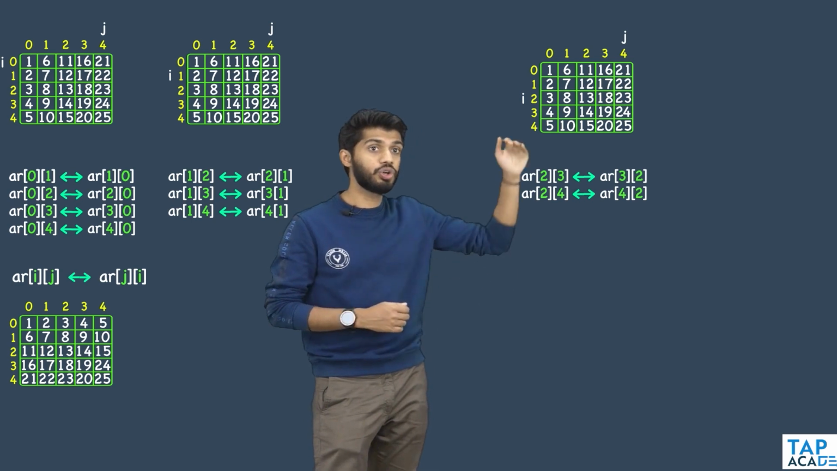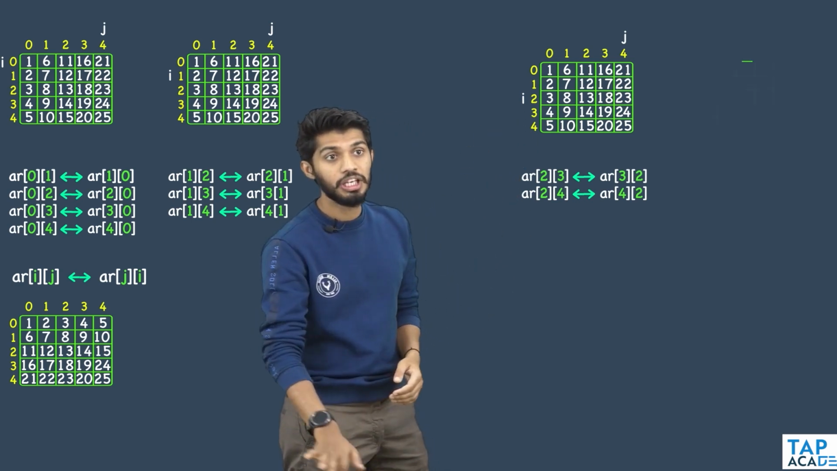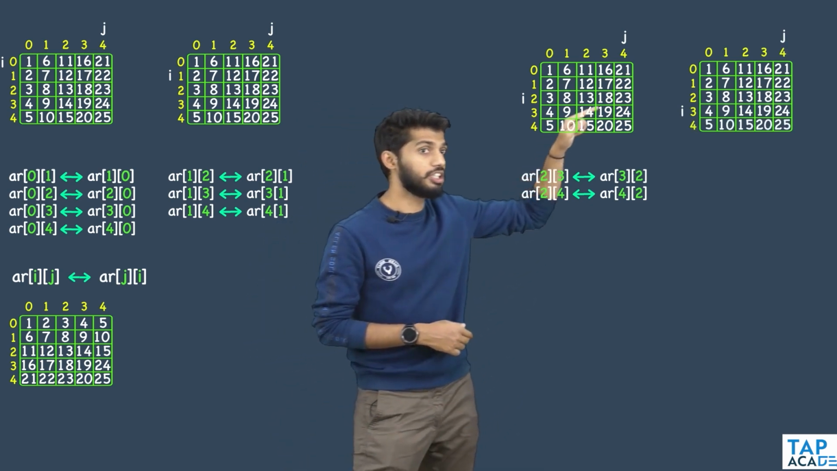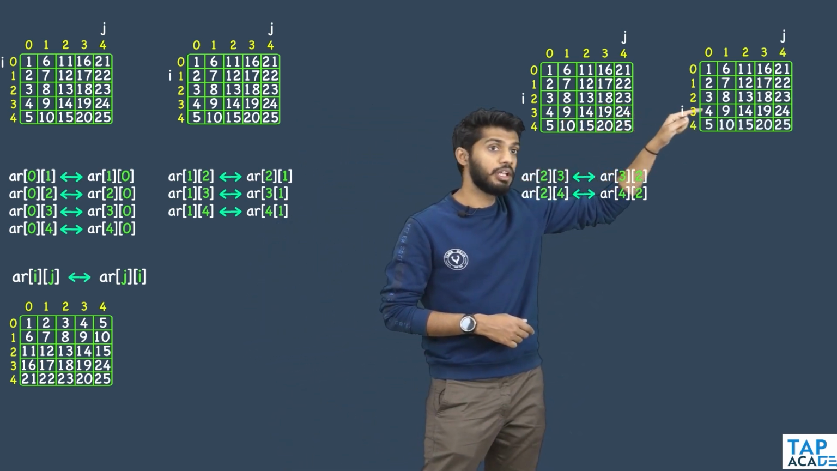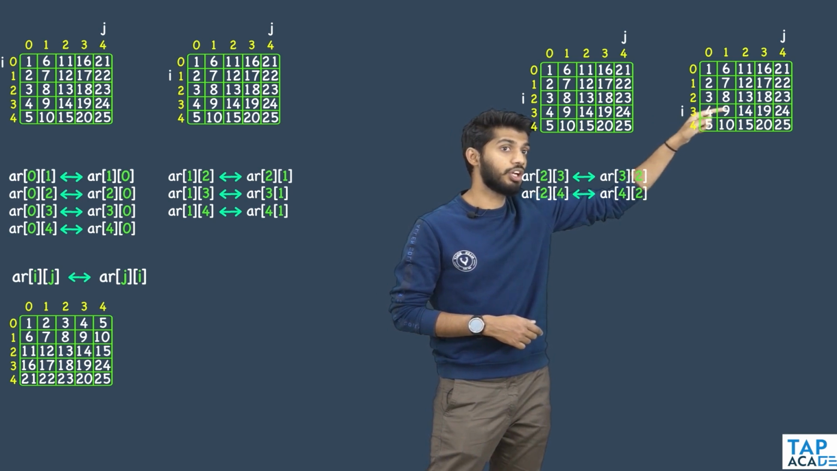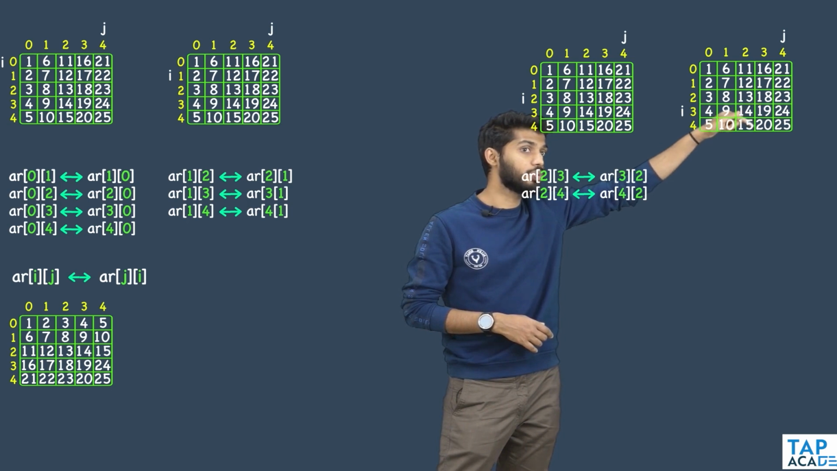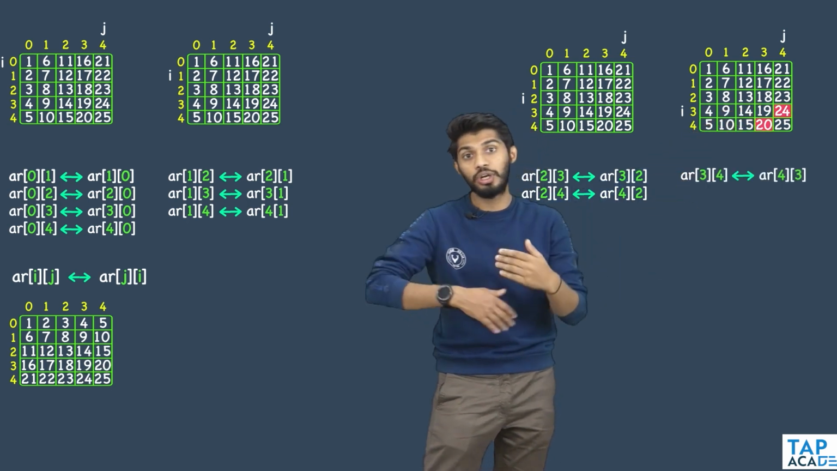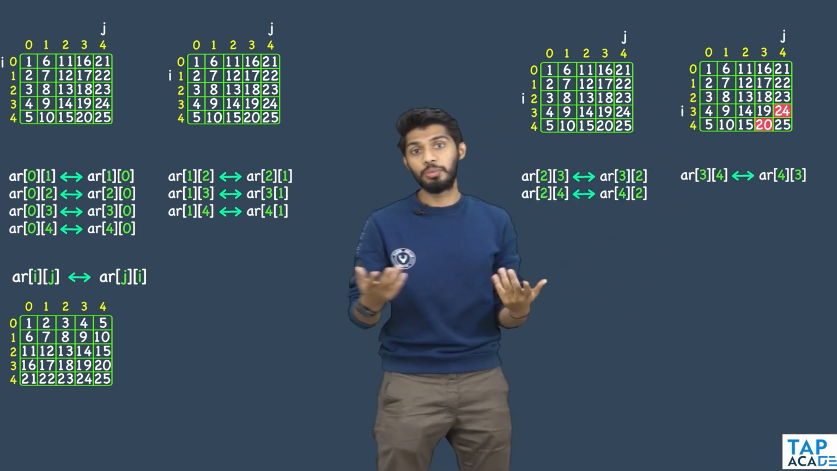Next, let's go to the next row. If I go to the next row, what exactly happens? The row number is 3. Now 4 is already swapped, 9 is already swapped, 14 is already swapped, 17 is already swapped. Next what do I need to swap? 24 with 20. That's the only element left to swap. And if I swap this, the whole matrix will be swapped.